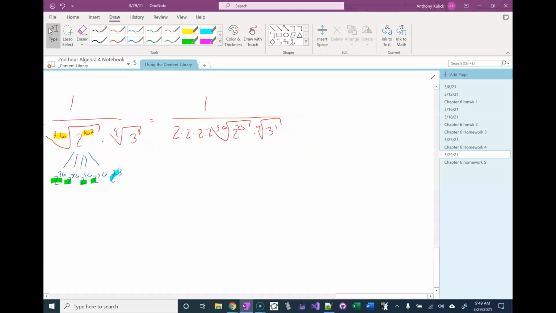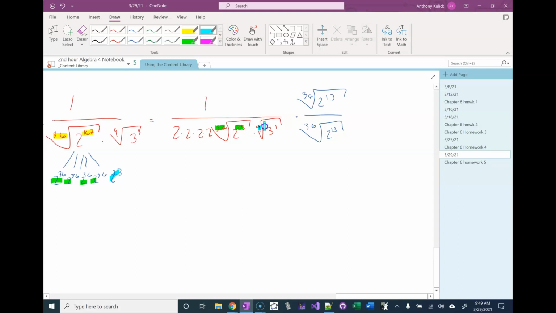Okay, but again, because I have radicals in my denominator still. So if I look at the first radical to get rid of this 36th root, I need 36 2's. Right now I have 23 2's. How many more 2's do I need to get to 36? 13. So I'll multiply the top and bottom by 2 to the 13th.